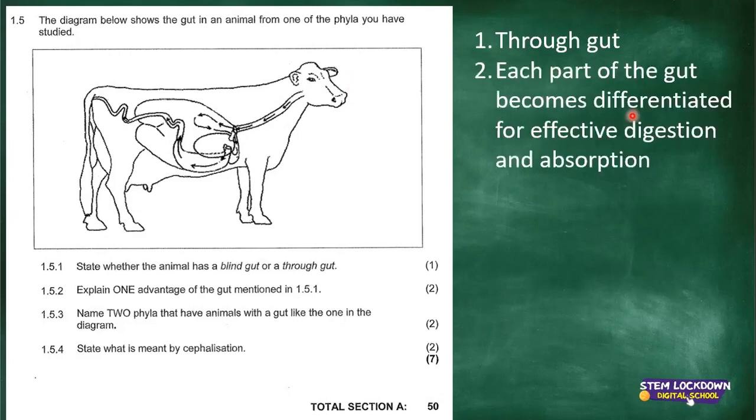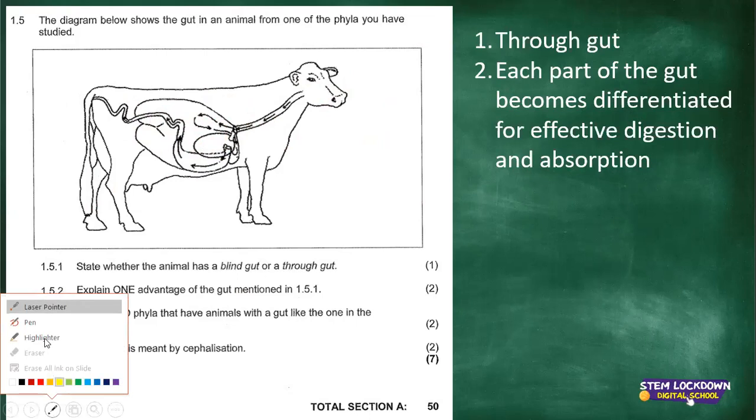Okay, the advantage is that each part of the gut becomes differentiated for effective digestion and absorption. And like Butli is saying, digestion is continuous. So what this means is you can eat food even though you haven't excreted. It continues. If you had a blind gut, there's one entry, and it would be closed off.